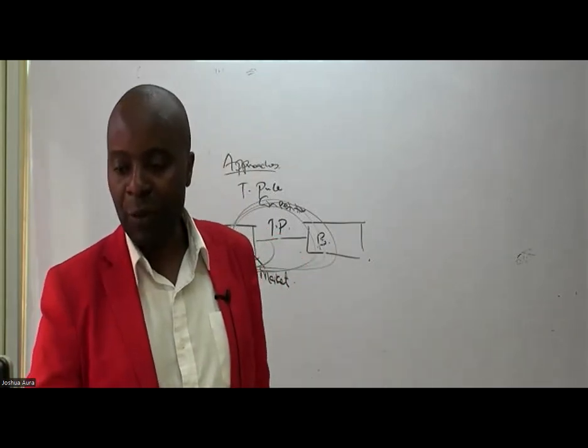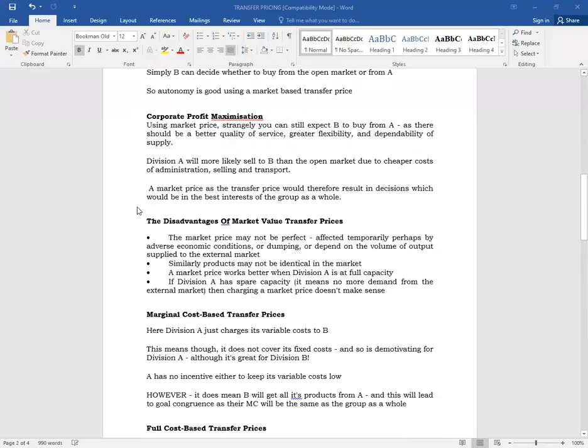Now, ladies and gentlemen, from there we continue. We are told here, disadvantages of market value transfer price. Now, we are told here that the market may not be perfect. Affected temporarily perhaps by adverse economic conditions or dumping or depend on the volume of output supplied to the external market. I gave you this as a very good point that at times the market price could be distorted because of so many reasons. The market doesn't appreciate your product, etc.